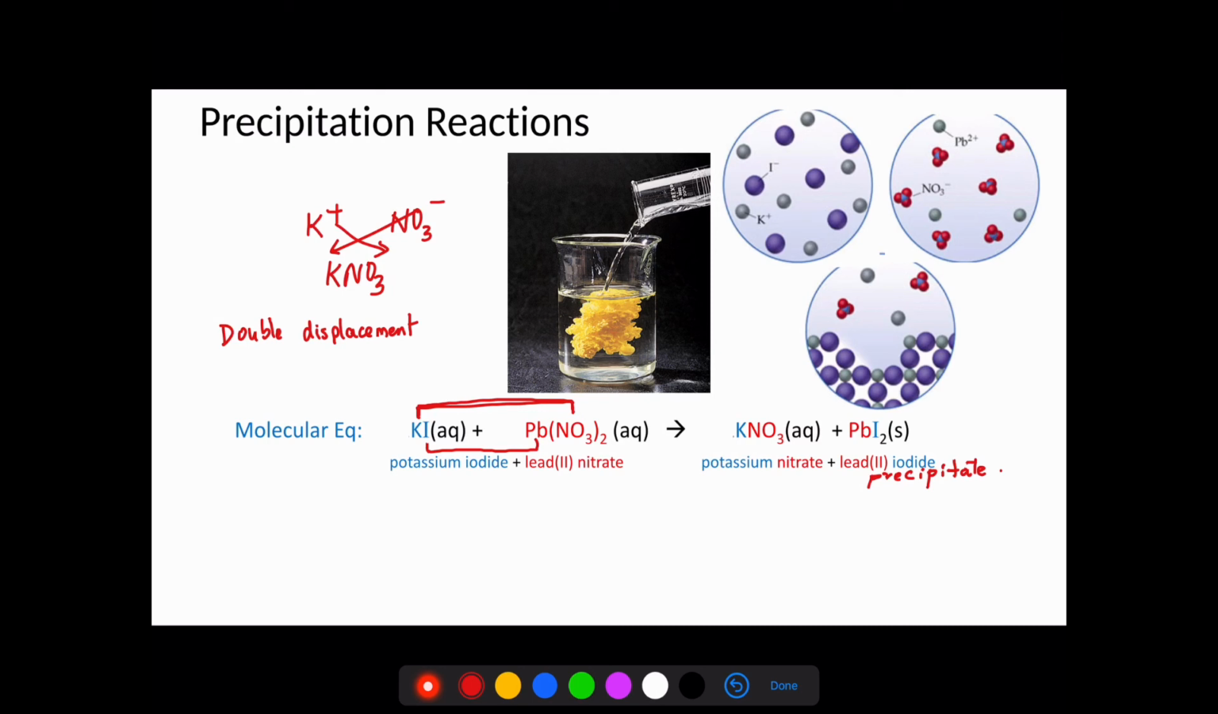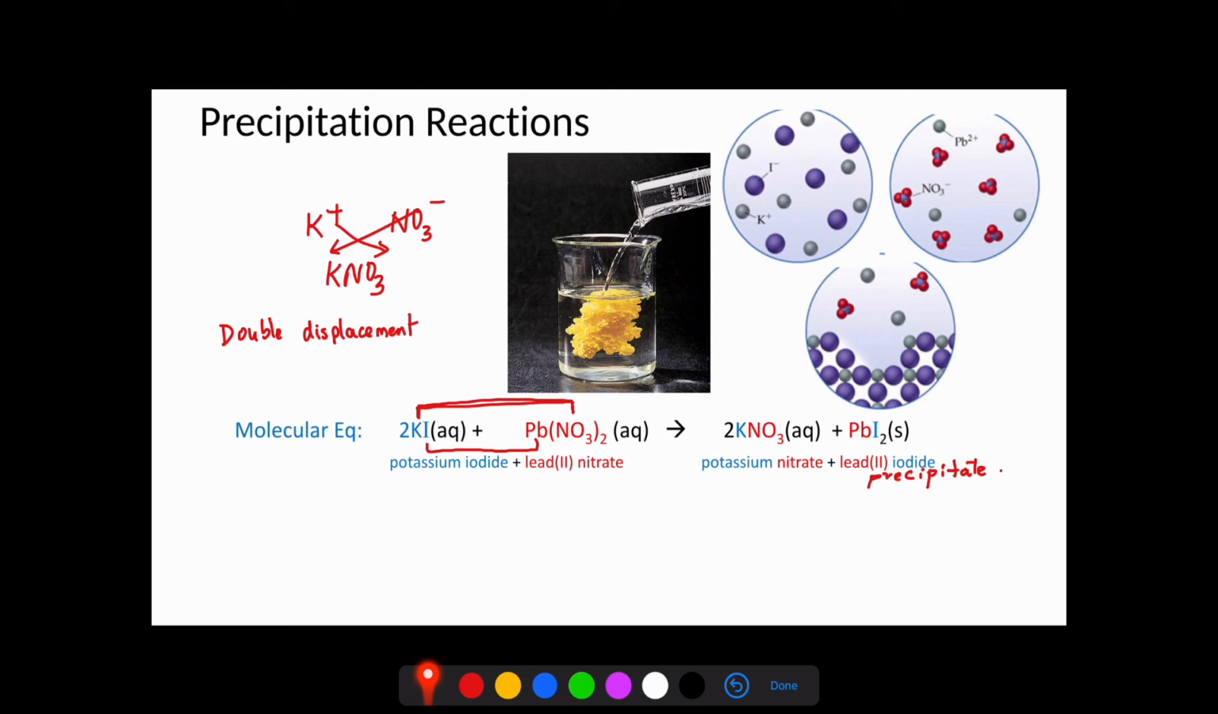By the way, we have to balance this reaction. Let's not forget to balance. We have 2 nitrates, so we needed 2 there. And that will give us 2 potassiums, so we needed 2 here as well. So you would put a coefficient of 2 and 2 to balance it. As you can see, every ion is balanced. You have 1 lead on the left, 1 lead on the right, 2 iodines on the left, 2 iodines on the right. This reaction is balanced.